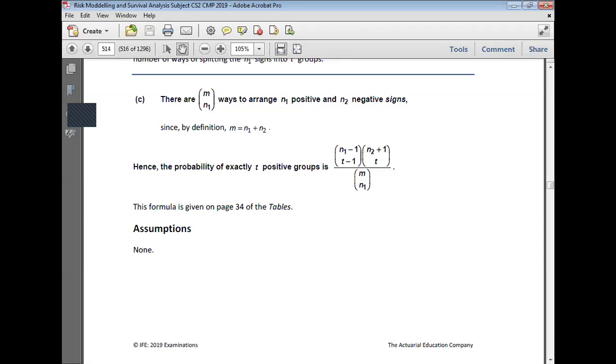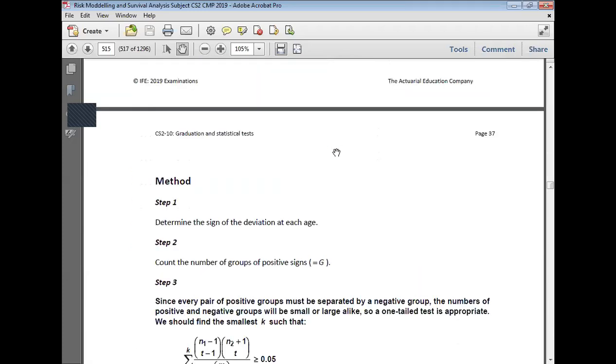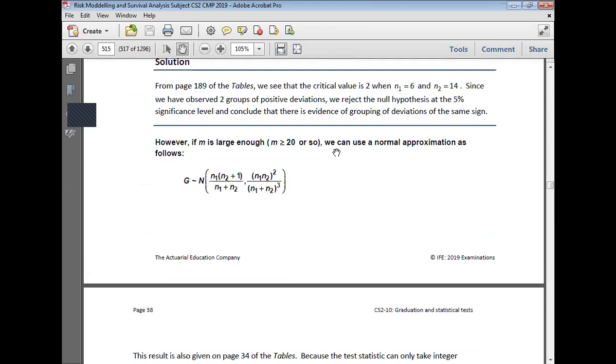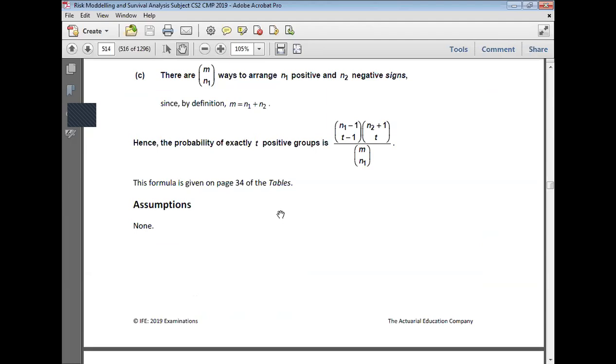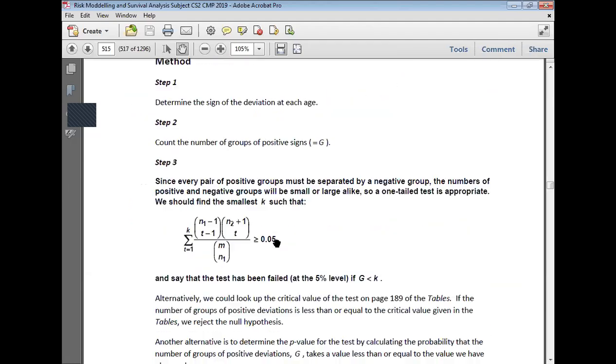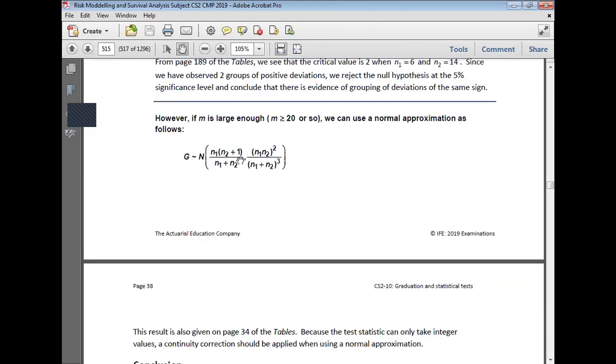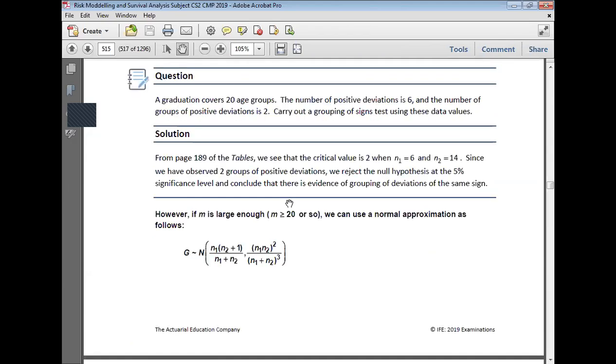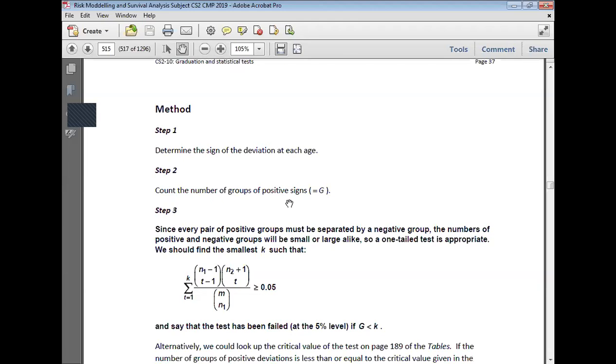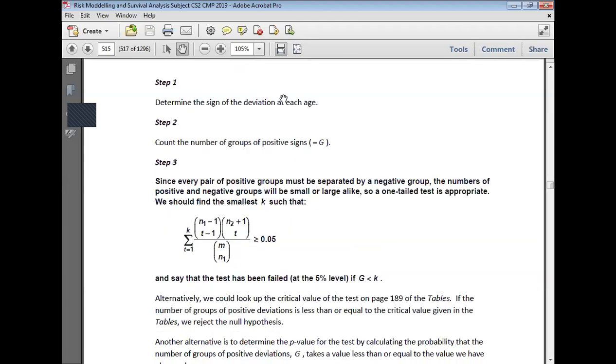So what you can do is, if you have a very high number of age groups that you're looking at, let us say if your M is more than 20, then you can use this normal approximation. So you do not have to calculate these particular numbers. All you can do is just substitute in the values for the mean and variance and carry out the test as usual. But if that is not the case, then step 1 will be to determine the sign.